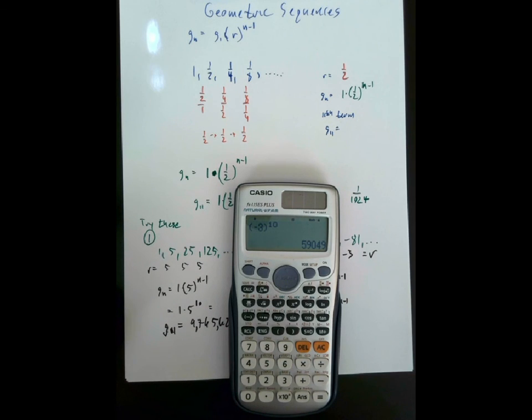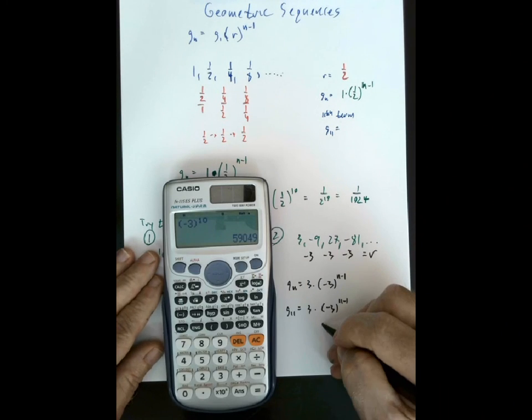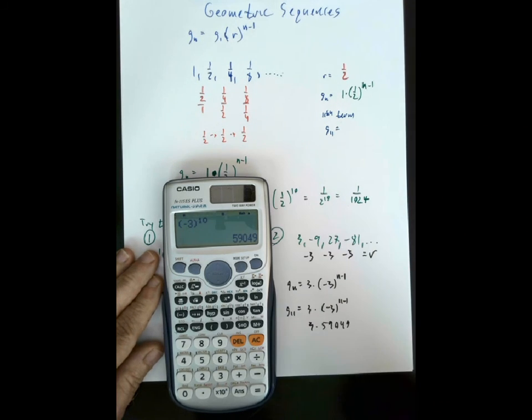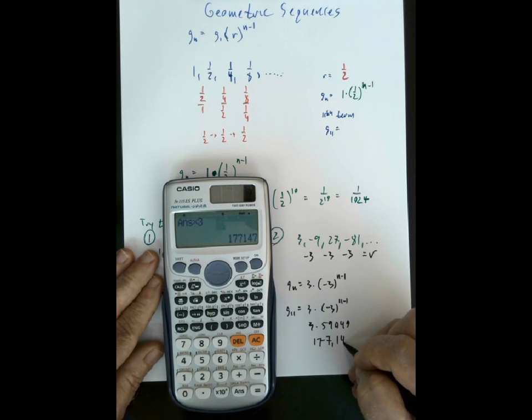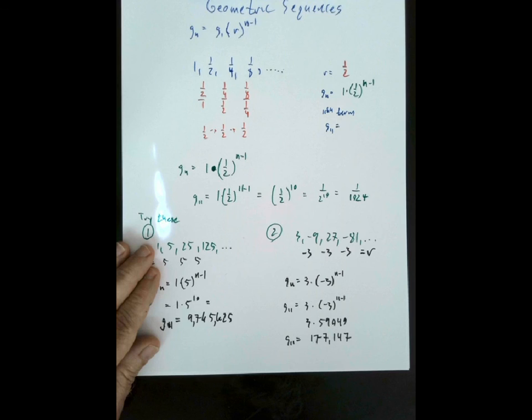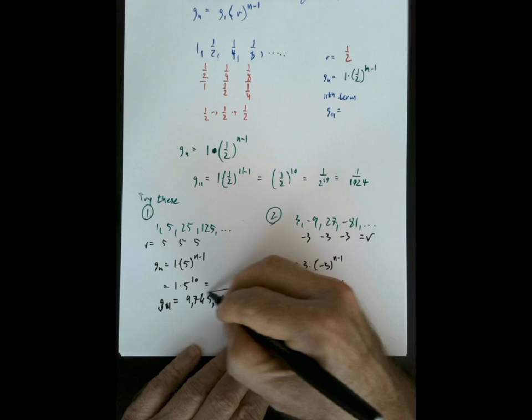That's 59,049, right? Times 3 is equal to 177,147. That's the 11th term in the sequence right there.